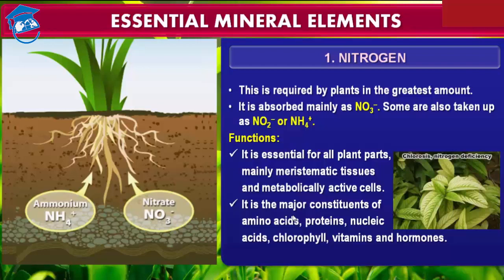the cells keep dividing, that is your meristematic tissue. So nitrogen is essential for all plant parts, but mainly meristematic tissue requires most of the nitrogen. Nitrogen is the major constituent of amino acid, protein, nucleic acid, chlorophyll, vitamin and hormone, students.